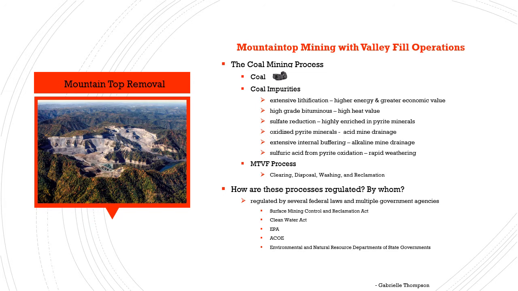The steps of this process include clearing existing forests, removing topsoil, the use of explosives and heavy machinery to loosen and remove the dirt and rock, the use of mechanized drag lines to remove rubble, the disposal of overburden, which is excess debris, into adjacent valleys, which are called valley fills, the washing of the coal, and then after the coal is out of the mine, the companies must perform reclamation activities. These processes are regulated by several federal laws and multiple government agencies that are also listed on the slide.